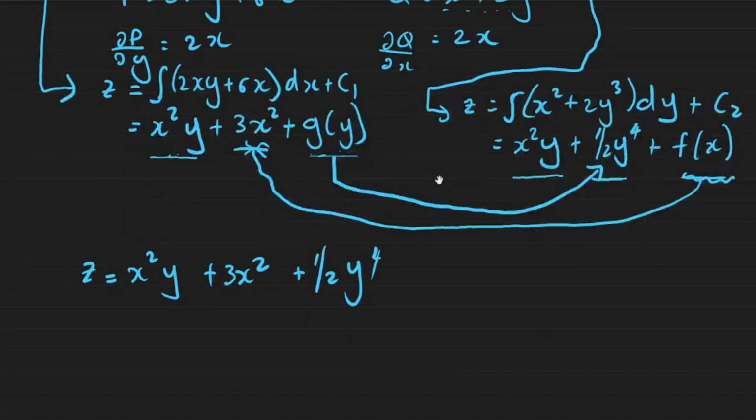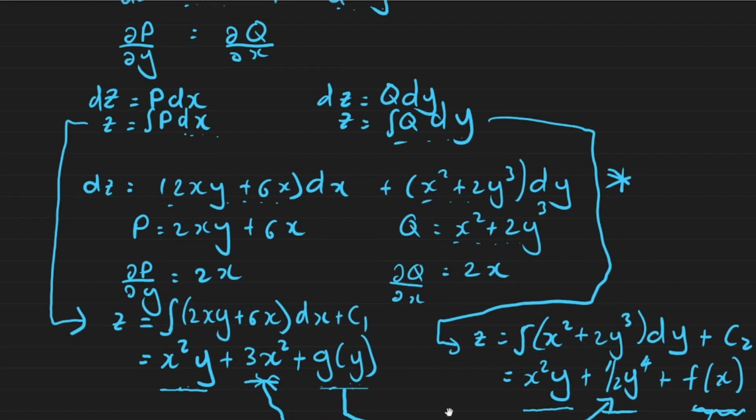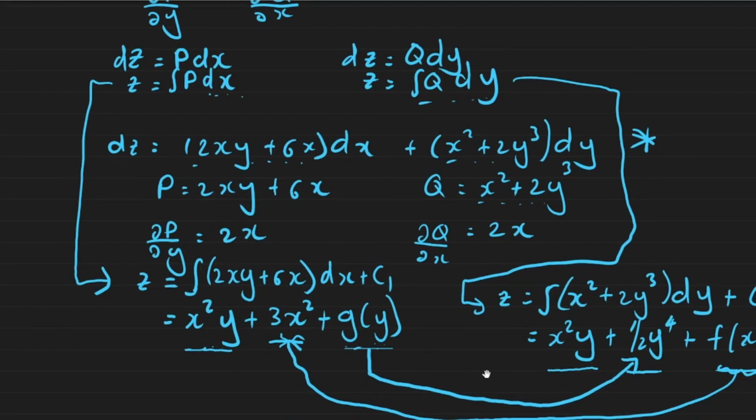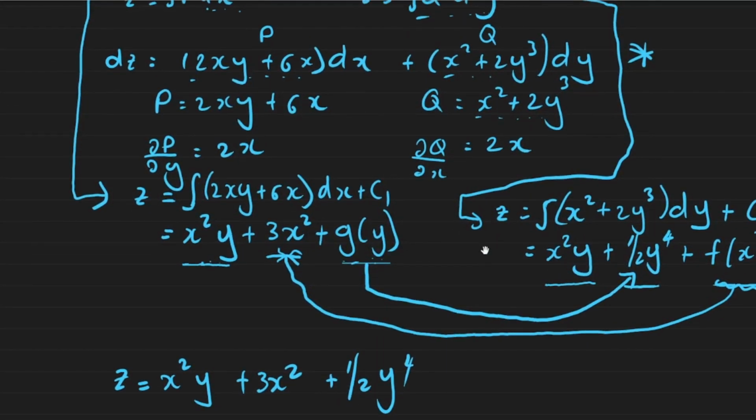So in a nutshell, all we need to do is identify the part of the differential that is p, then identify the part of the differential that's q, and then integrate p with respect to x, as we've done here, and integrate q with respect to y, as we've done here. And once we do that, we just combine our two results, identifying the functions of x and y, and that will give us our original function z.